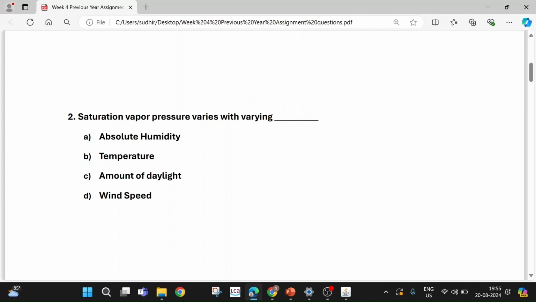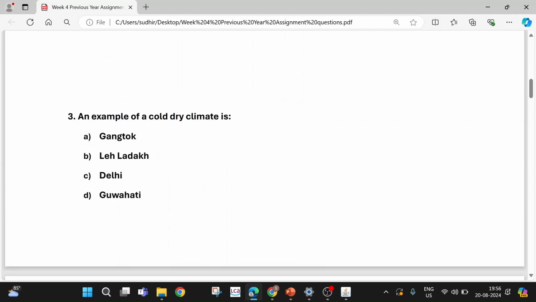Saturation vapor pressure, as you all know, is the pressure exerted by the water vapor in the air when the air is saturated. This pressure varies directly with the temperature. Also remember that as the temperature increases, the amount of water vapor the air can hold also increases, thus increasing the saturation vapor pressure. So at higher temperature, higher saturation vapor pressure will be there. It varies with temperature only, neither wind speed nor the amount of daylighting. Is that clear? Yes, sir. Okay, then let's move to question 3.